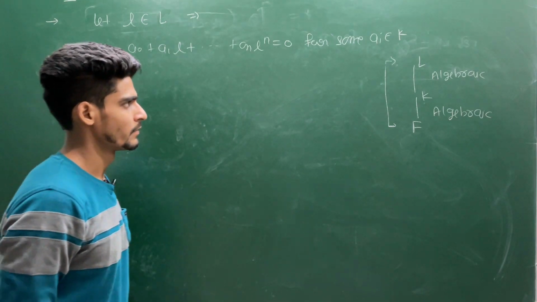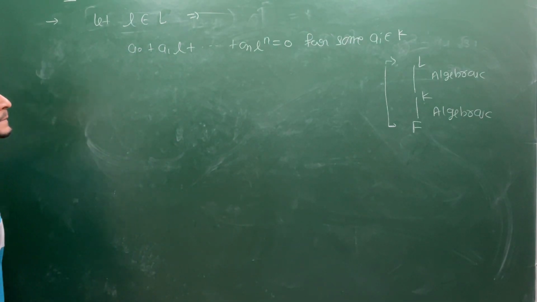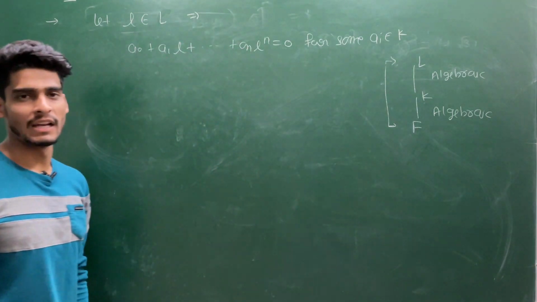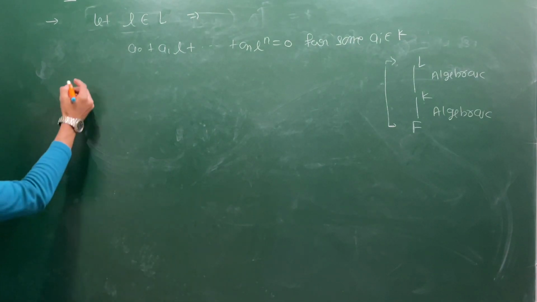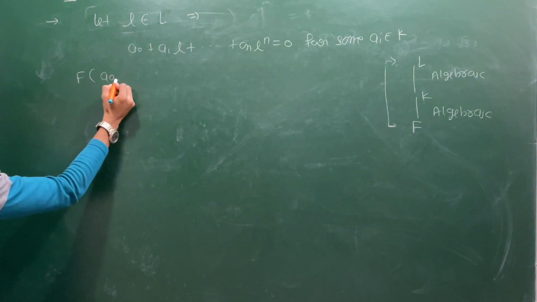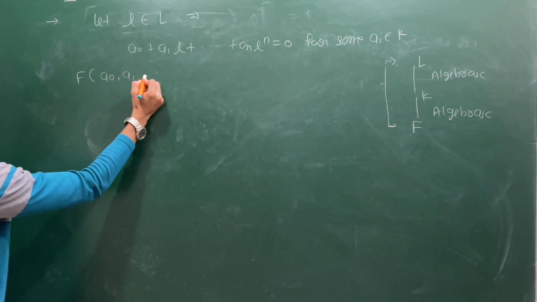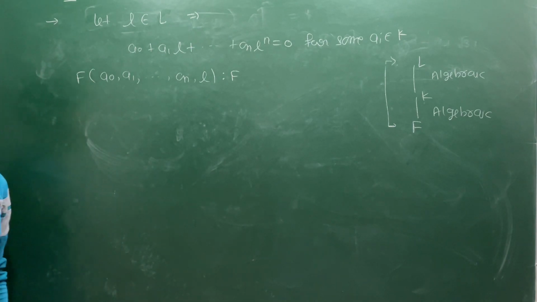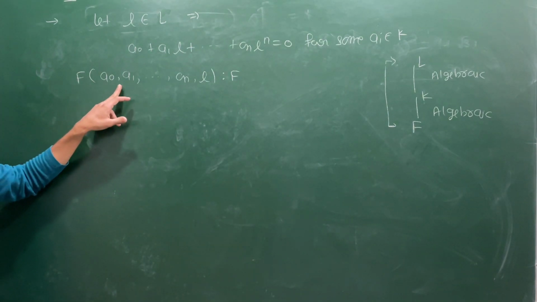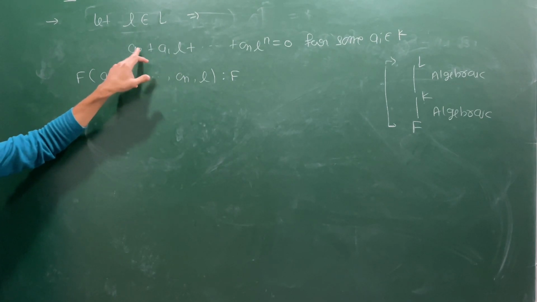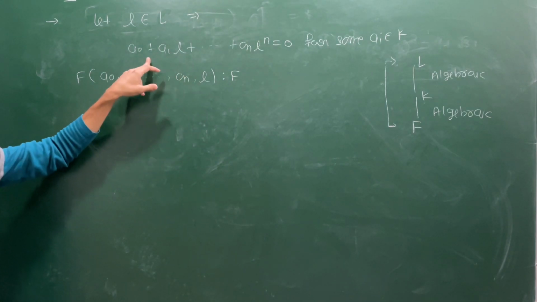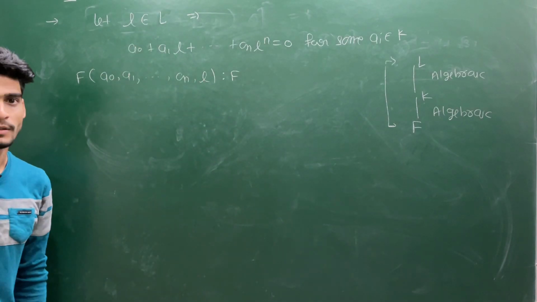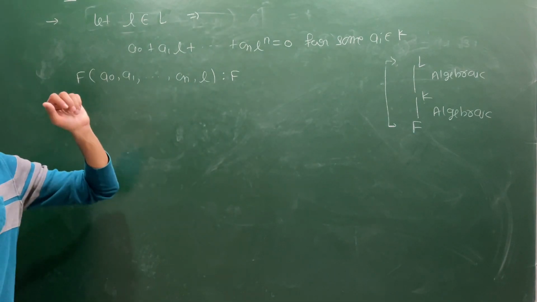And I have to prove this l is an algebraic element over F. Let's observe this extension. What can you say about this? F adjoin a0, a1 up to an and l. I have already inserted all the coefficients of this polynomial a0, a1, an, and I have inserted this element l. What can you say about this extension? Whether this is a finite extension or an infinite extension?